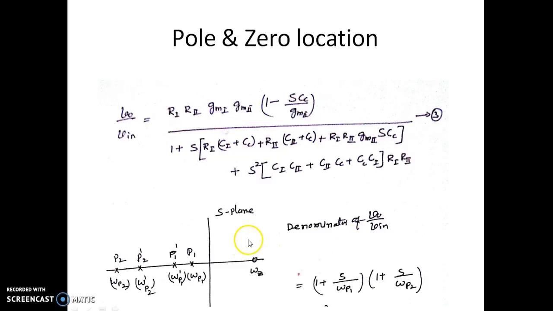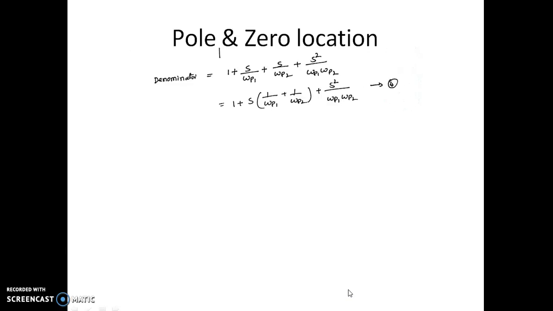Now we know that since there are two poles P1 and P2, the corresponding denominator of V0 by Vin looks exactly like this. Only the denominator: it's 1 plus S divided by omega P1 multiplied by 1 plus S by omega P2. This is the location of the two poles with new locations omega P1 and omega P2. So let us look into this in the coming video.